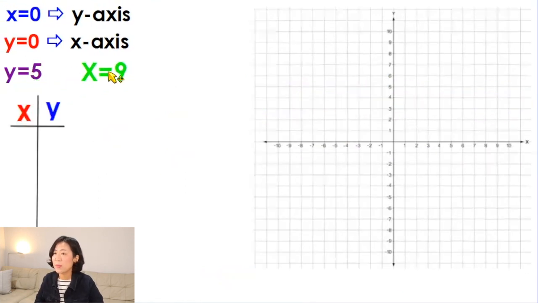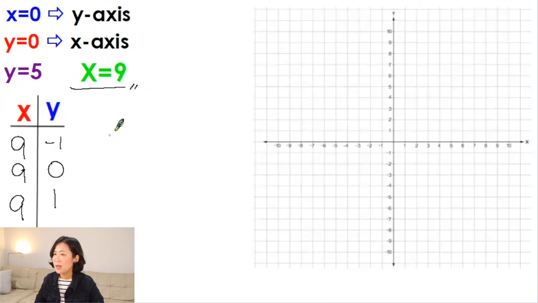Then now let's talk about the x equals 9 graph. So figuring out our points on x equals 9. So x equals 9 means whatever y you have, your x is always 9. When your y is 0, x is 9. When your y is 1, x is 9. When your y is minus 1, x is 9. Then let's plot all of these points. 9, minus 1, 9, 0, 9, 1.